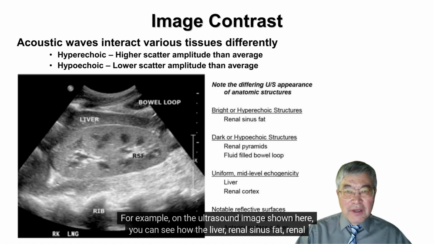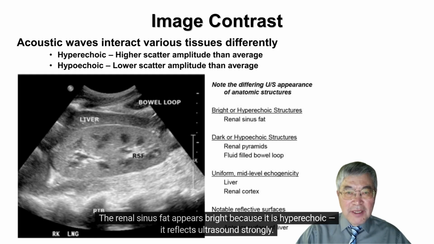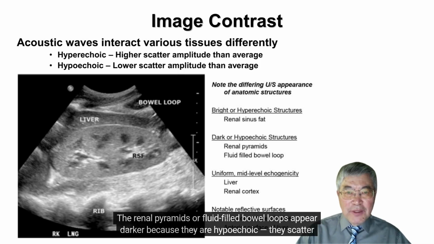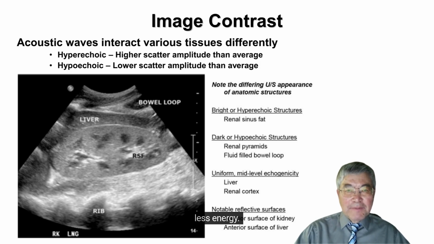For example, on the ultrasound image shown here, you can see how the liver, renal sinus fat, renal pyramids, and fluid-filled bowel loops all appear with different brightness levels. The renal sinus fat appears bright because it is hyperechoic. It reflects ultrasound strongly. The renal pyramids or fluid-filled bowel loops appear darker because they are hypoechoic. They scatter less energy.